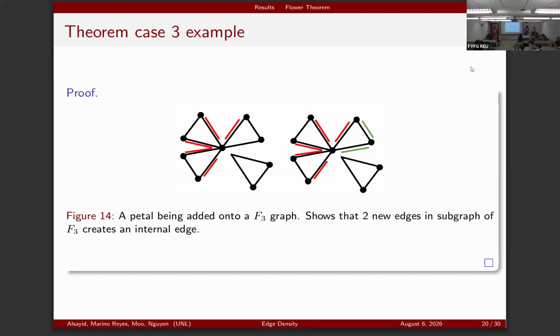And here's an example of that, using a petal being added onto F3. So as you see, adding 2 edges onto F3 will create an internal edge. And this doesn't have to be exactly these 2 spots right here. It could be here or here, but adding 2 anywhere will create at least 1 internal edge. And this concludes our proof.